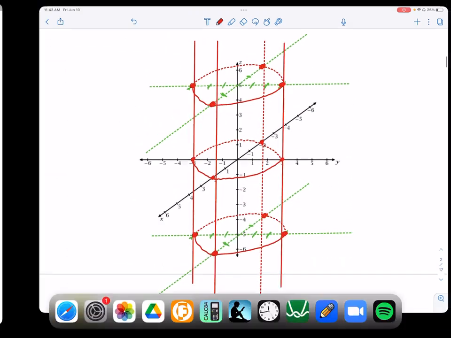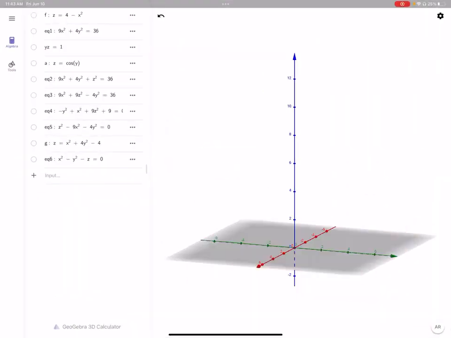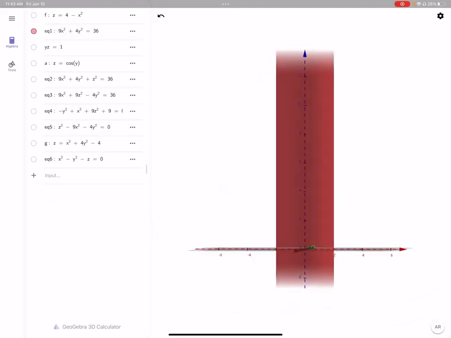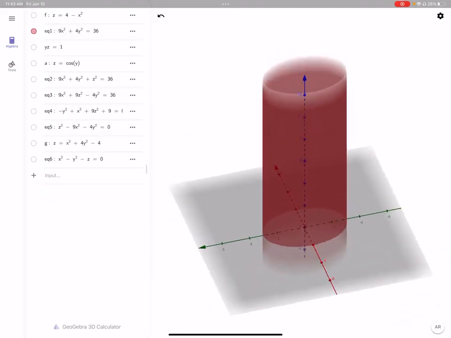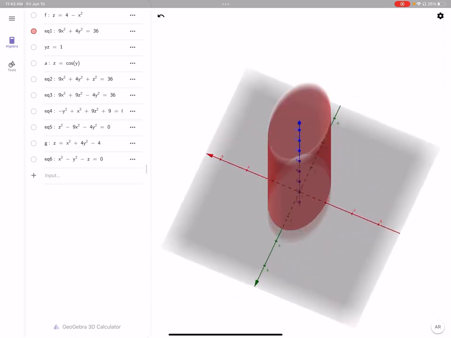Let's go to the grapher so you can see this. So I turn that one on, turn this one. And as you can tell, it is an ellipse cylinder with the ellipse as your trace on the bottom.